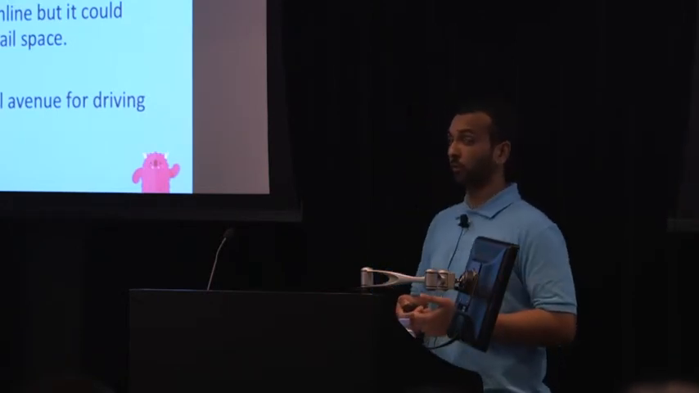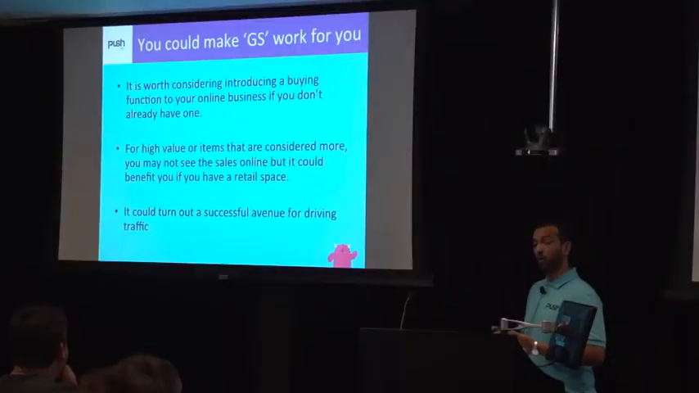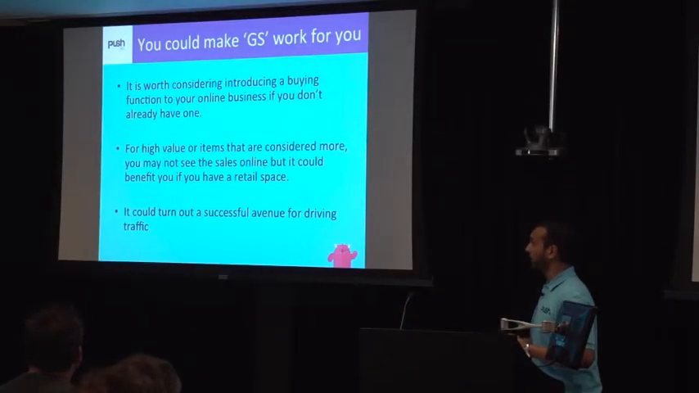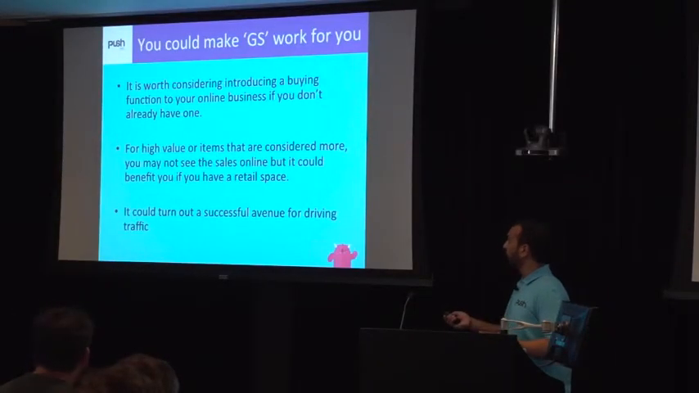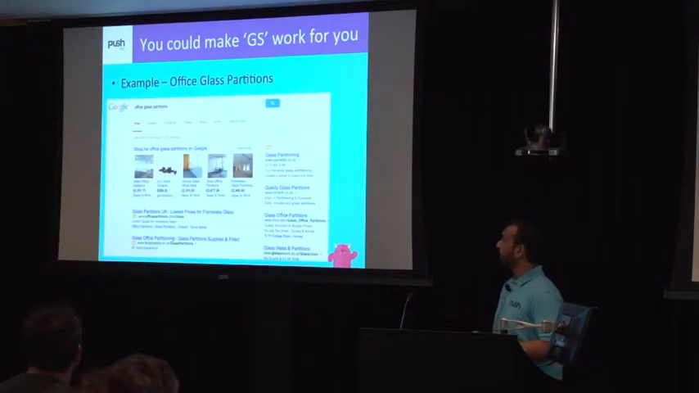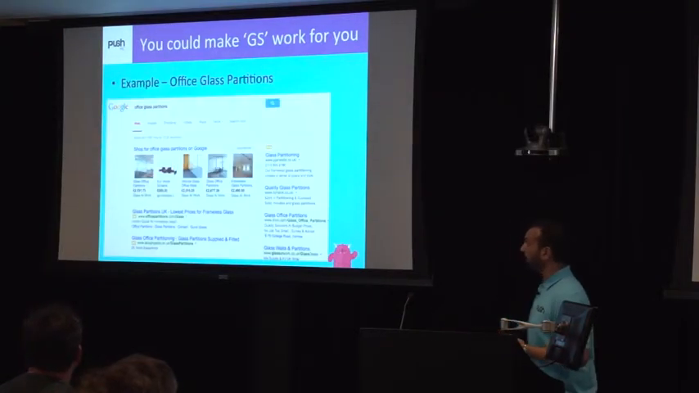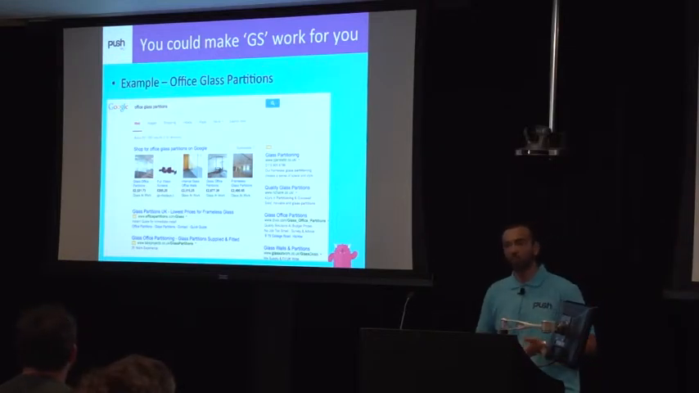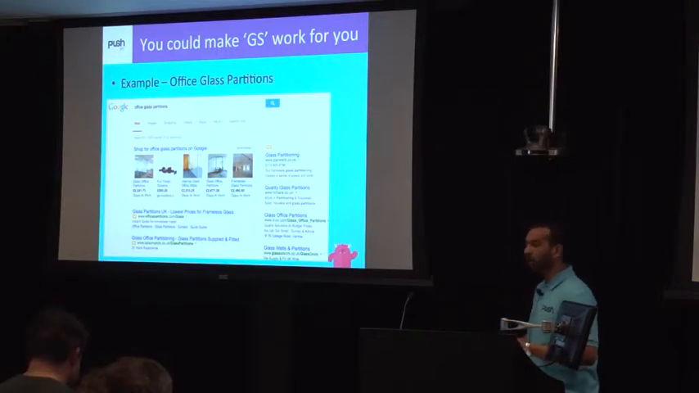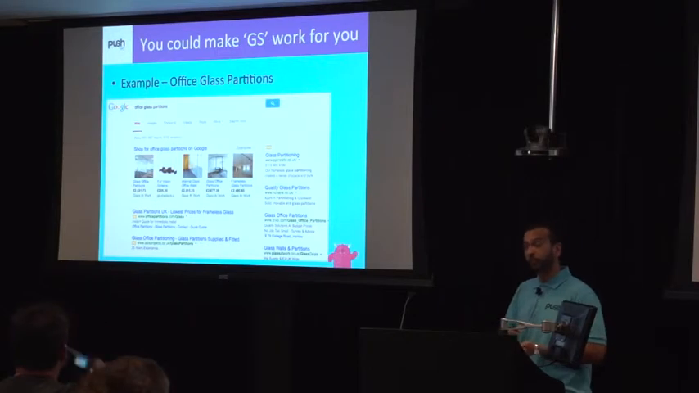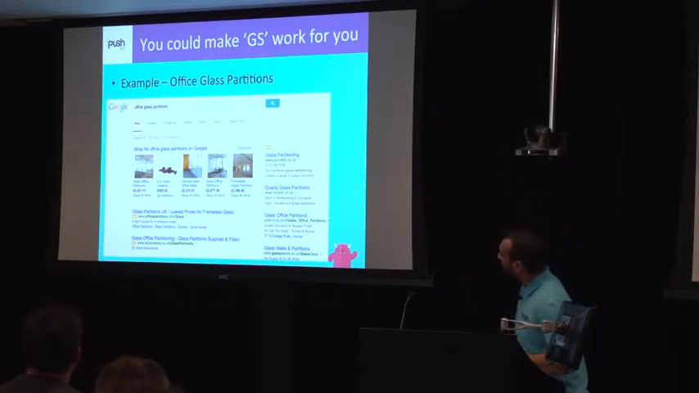And maybe you could apply these to yourselves. And it could end up being a successful avenue for driving traffic. So this is one example of an item that is, for logistics purposes, probably not the best to be selling online. And you probably won't make that many sales online from it, but you may drive traffic to your website, and that may produce leads. So, office glass partitions.